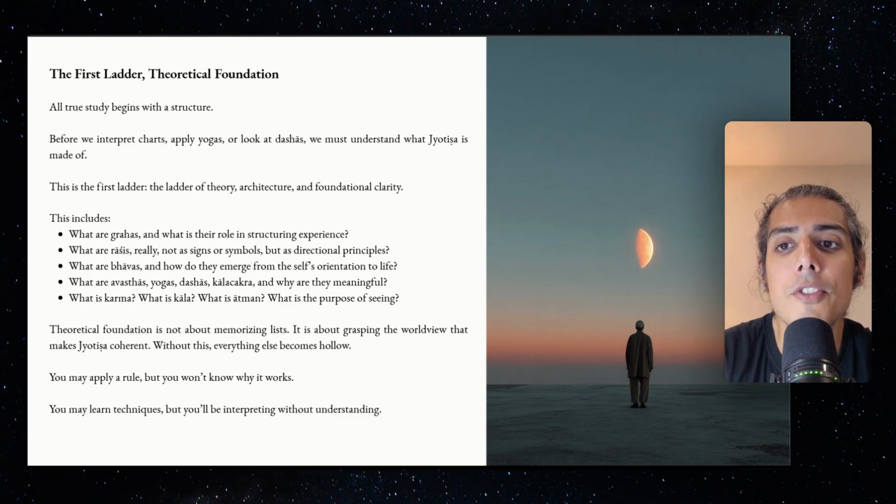So before we interpret charts, apply yogas, or look at dashas, timings of events, we must understand what Jyotish is made of. So this is the first ladder. This is the ladder of theory, architecture, and foundational clarity.